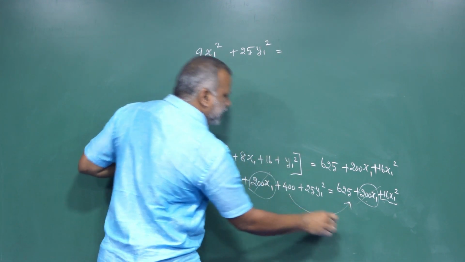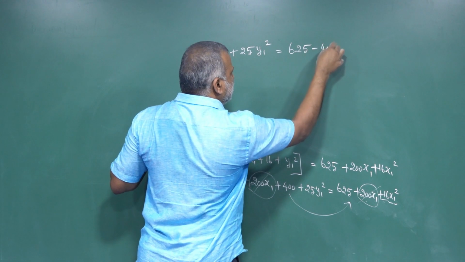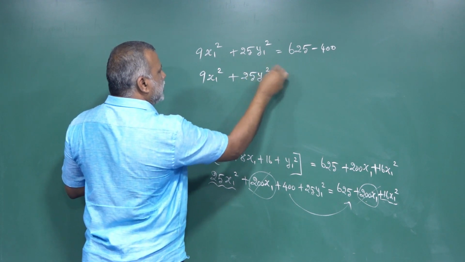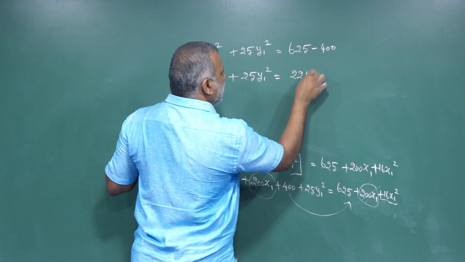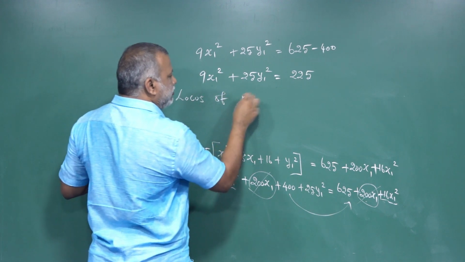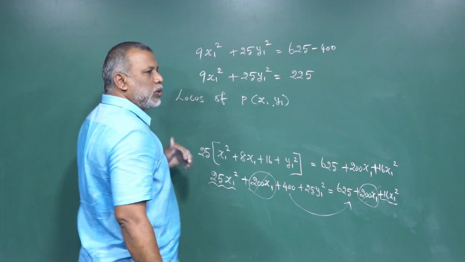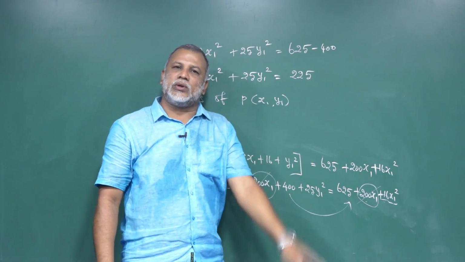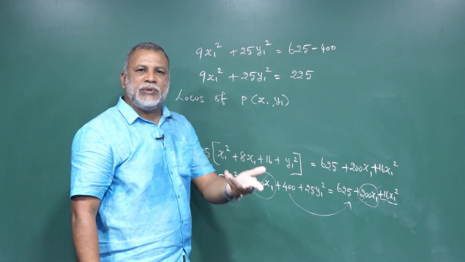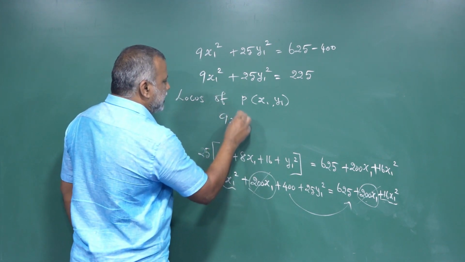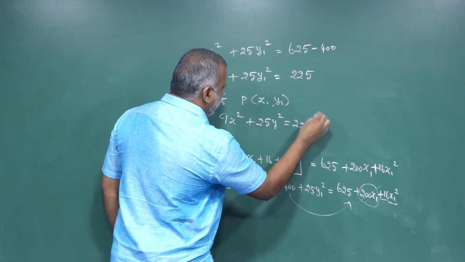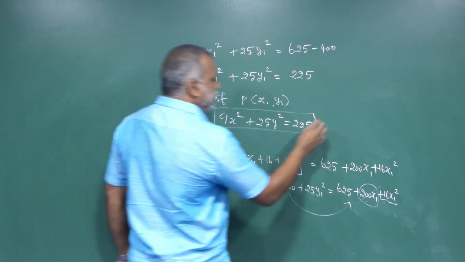Then 400 comes to here, 625 minus 400. So 9x1 squared plus 25y1 squared is equal to 225. So we want to find the locus of P of x1 comma y1. We need to find the locus of that moving point. Initially we are thinking about P of x1 comma y1 as a fixed point. Finally we are going to find out the locus of the moving point. Then x1 comma y1 must be replaced by x comma y. Therefore we can get 9x squared plus 25y squared equal to 225.